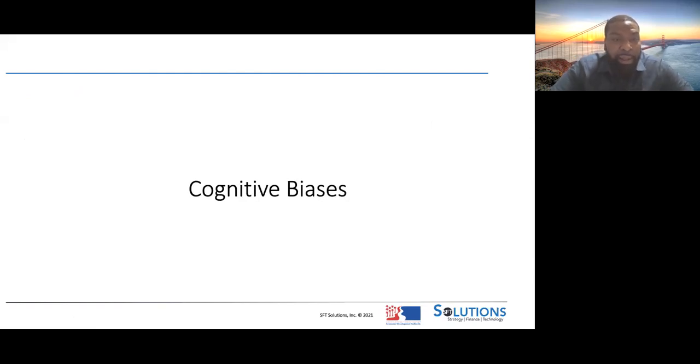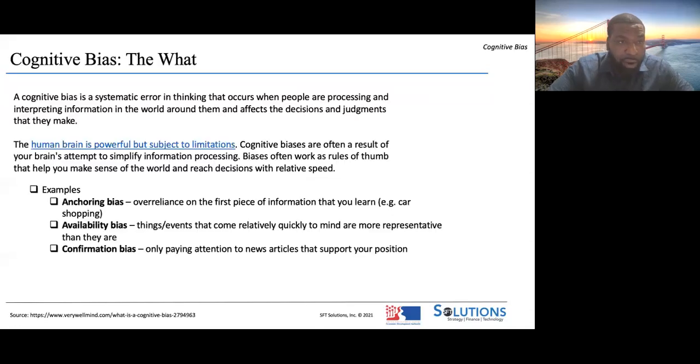We're going to talk about, next thing we're going to talk about is the psychology behind the pricing, right? So cognitive biases, we all use them. This is basically our brain taking shortcuts to make a decision. The definition is a cognitive bias is a systematic error in thinking that occurs when people are processing and interpreting information in the world around them and affects decisions and judgments that they make. So we often use what's called rules of thumb to make decisions because we're too tired or we're too lazy or we just have so much else going on that we typically just try to get to a decision quickly. We all do it, right?